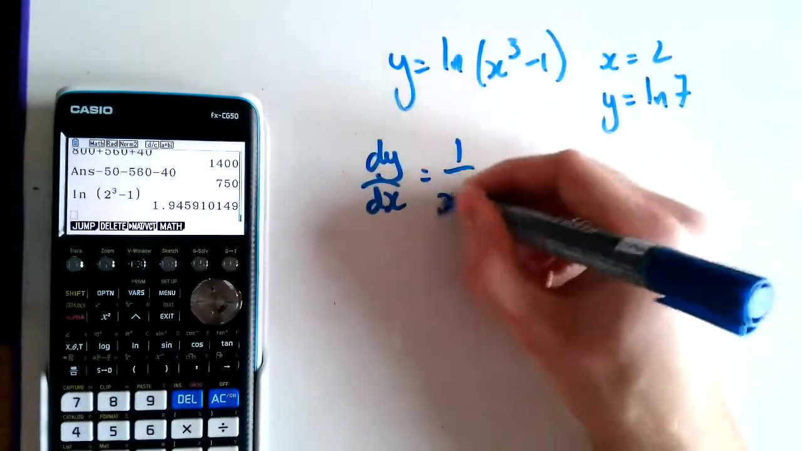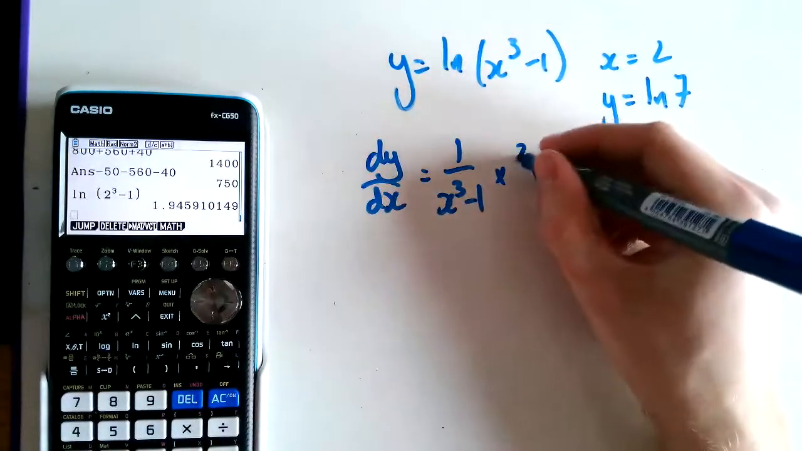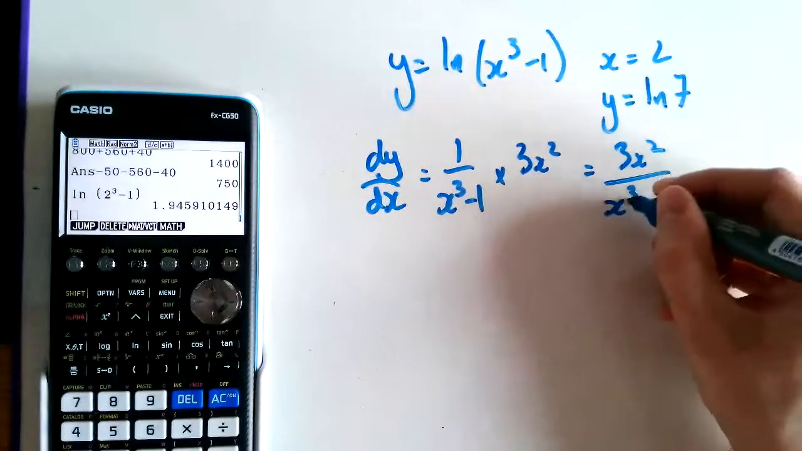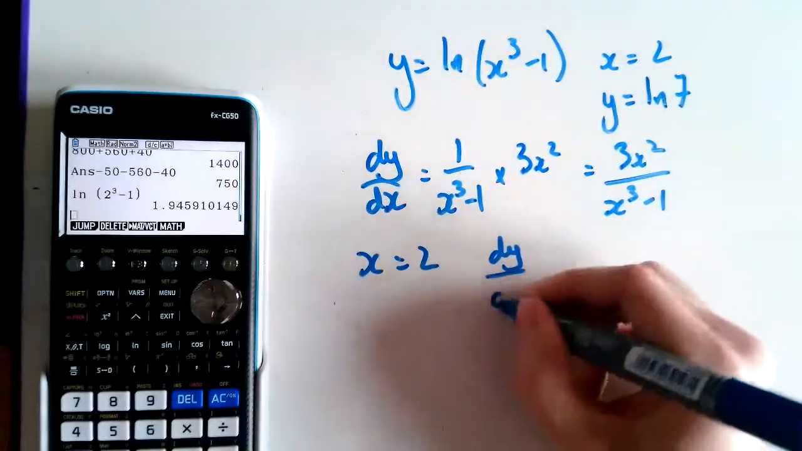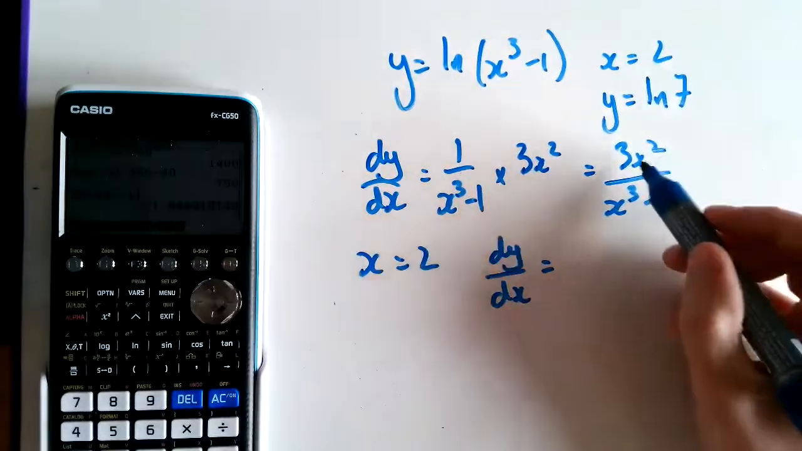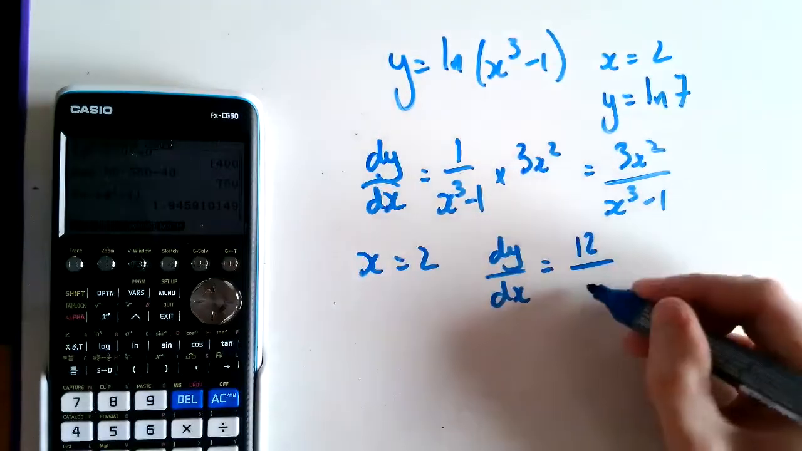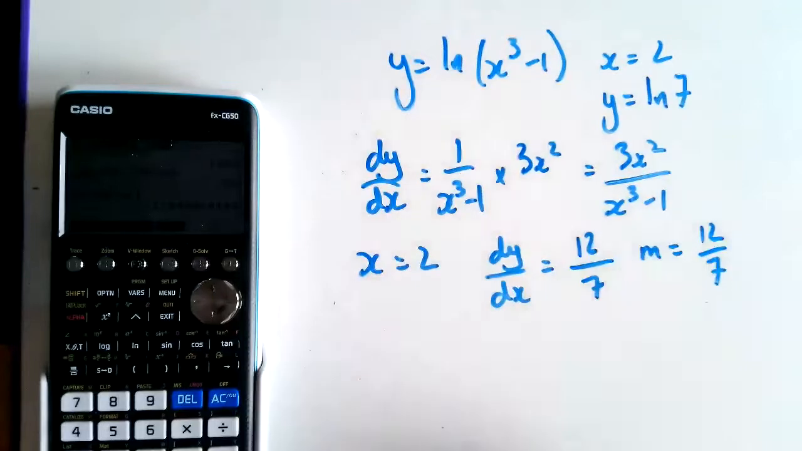Then differentiate it. So it's 1 over x cubed minus 1 times the bracket differentiated, which is 3x squared. So it's 3x squared over x cubed minus 1. Sub in x is 2. So I get 3 times 2 squared, so that's 12 on the top. And that 7 was worked out before. So I know that m is 12 over 7 because it's just the tangent.